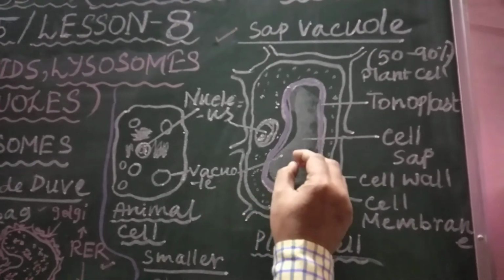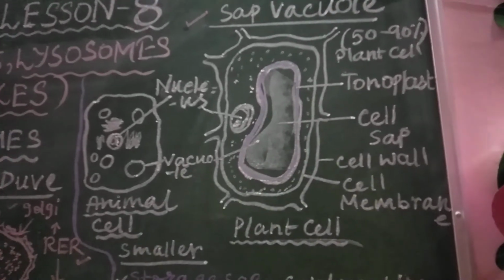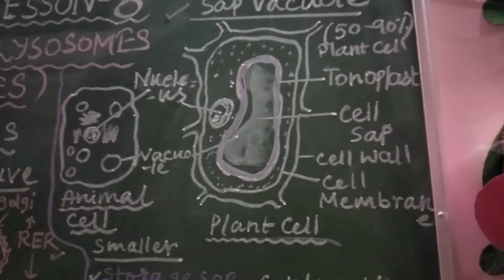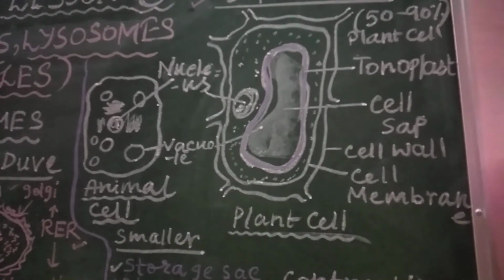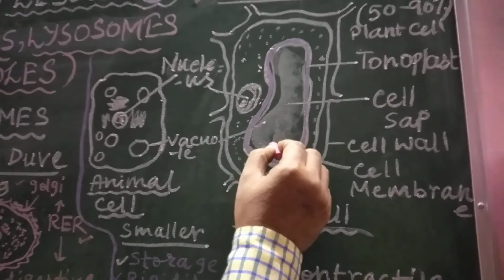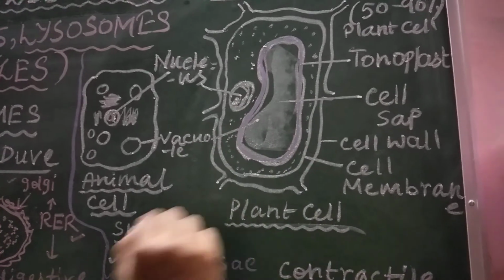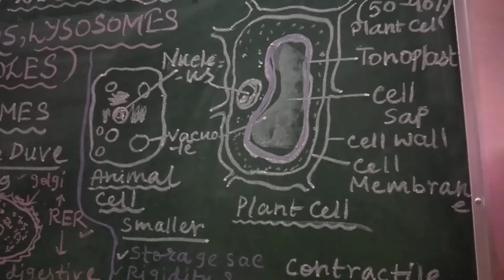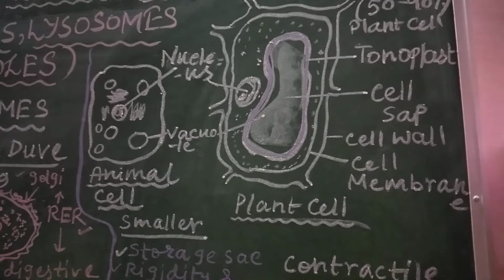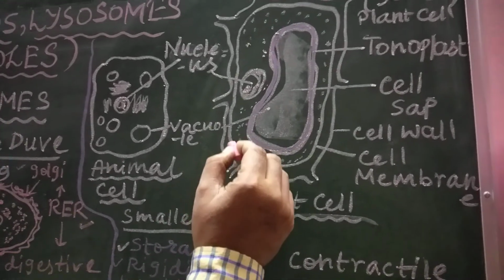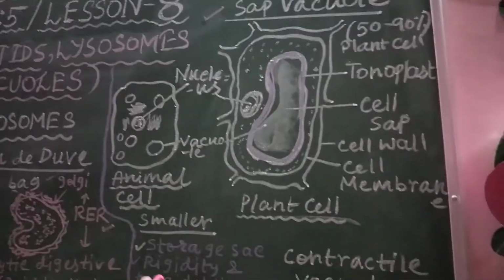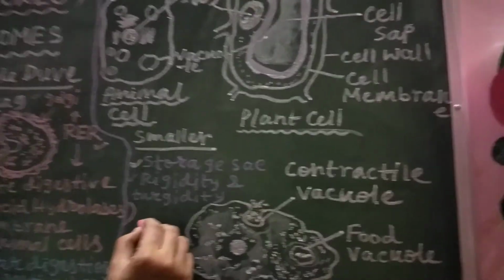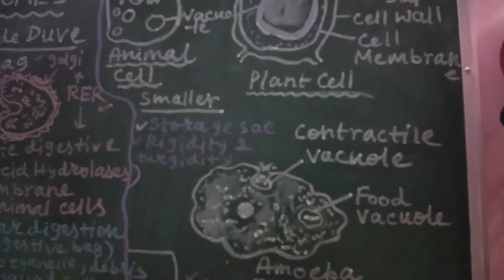Inside the vacuole, they contain cell sap. Cell sap contains different materials, biomolecules, proteins, carbohydrates, nucleic acids, etc. Enzymes, hormones, and sometimes some waste materials are also present here. So these are called the sap vacuole. They also act as a storage sac. They maintain the rigidity and turgidity of the cell.